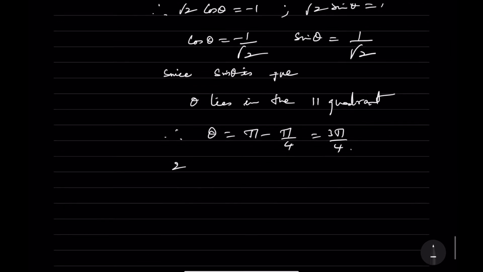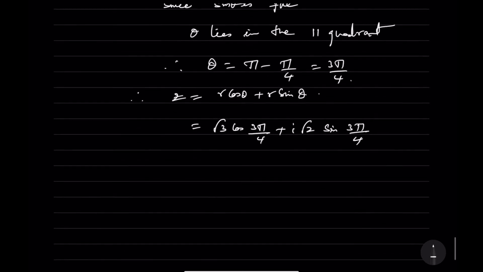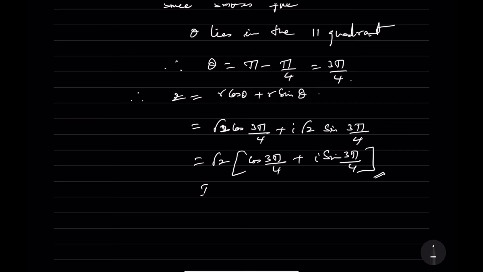So therefore z in polar form, how do we write, r cos theta plus i r sin theta, which is equal to root 2 cos 3 pi by 4 plus i root 2 sin 3 pi by 4. If we take root 2 common, we get root 2 (cos 3 pi by 4 plus i sin 3 pi by 4). This is the answer, the required polar form.